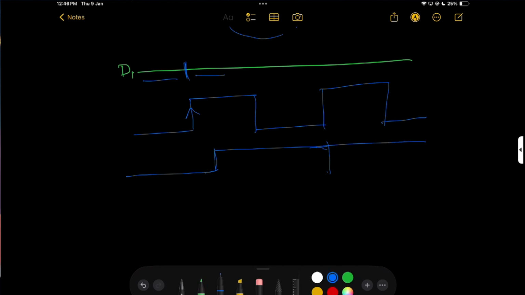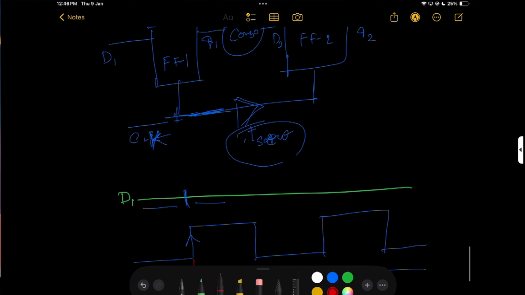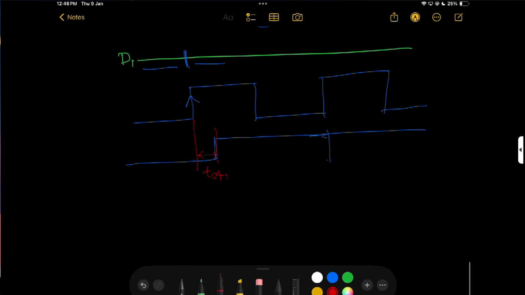Okay, so this delay I am talking about is my TCQ of one, like clock to Q of flip flop one. Basically both are the same, I assume. Both are the same clock to Q. Basically it's not TCCQ, it's TPCQ, the propagation clock to Q delay.